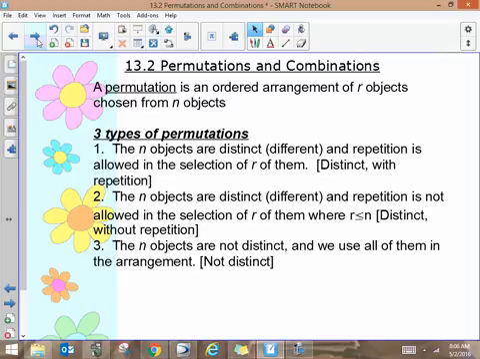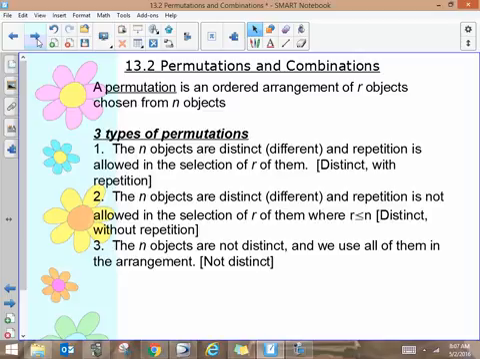Let's talk about permutations and combinations. We've already been talking about permutations, we just haven't named them. A permutation is an ordered arrangement of a certain number of objects chosen from n objects. So for example, if I want to take my 5 people here and choose 3 out of them, how many different orders, how many different groups could I make from the 5? That would be 3 taken from 5.